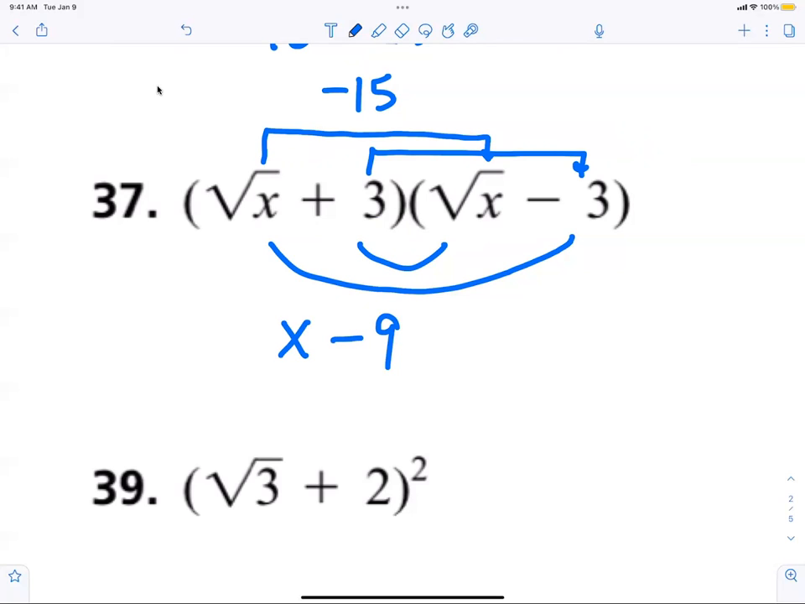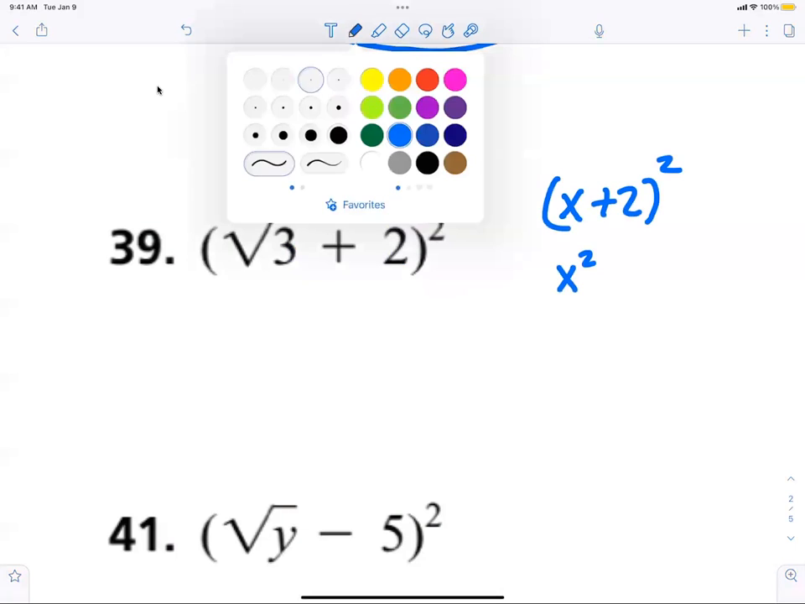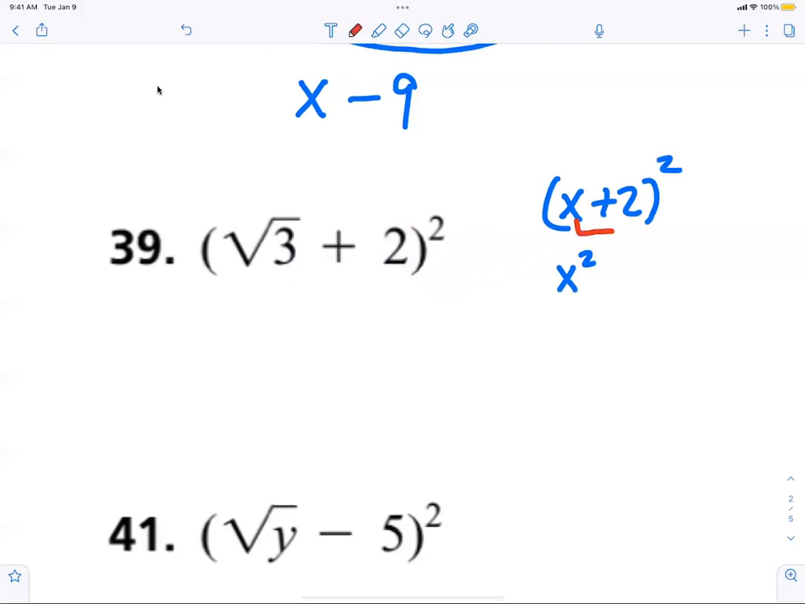All right, here we go. Let's look at 39. All right, so now 39, we're expanding, right? So let's review. If I said x plus 2 squared, look up, please, make sure you remember this. X squared, the middle term is always, come on, x times 2 times 2. That was the middle term. All right, because the middle term is exactly the same. So let's just review.